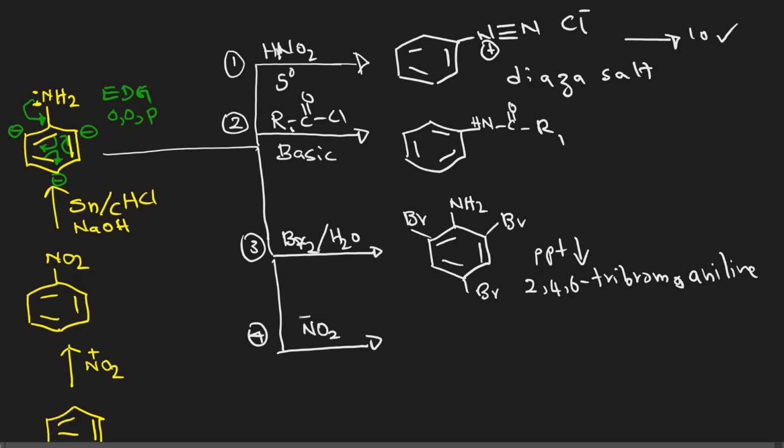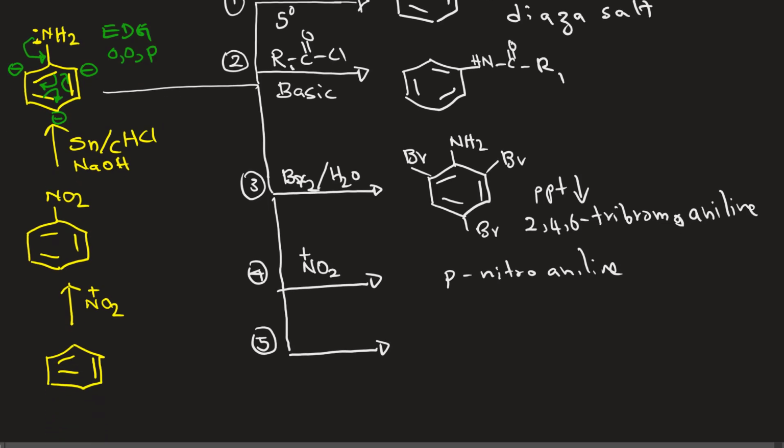Now number 4 is nitration of aniline. Now it's an ortho-para director, so we should be able to get ortho-para products, but the para is dominant. Try to draw the para-nitroaniline.